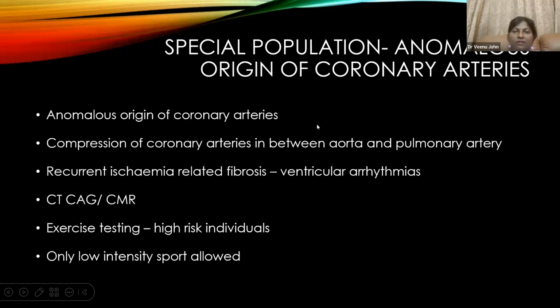So now we'll look at the special populations of different types of cardiovascular disease. This we had already kind of discussed previously. Coronary anomalies are one of the main reasons for sudden cardiac death. In these patients, there will be compression of the coronary arteries between the aorta and the pulmonary artery on exertion. So they'll have recurrent ischemia and fibrosis. So these are a high risk population. Unless we correct the anomaly, or there is no fibrosis in the cardiac MRI, they are only allowed low intensity activity.